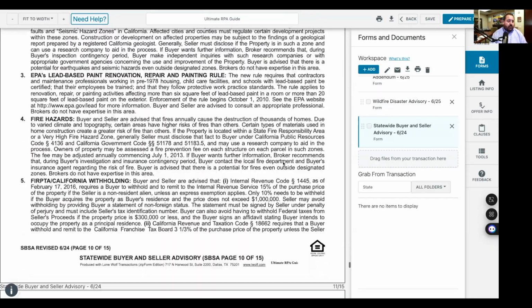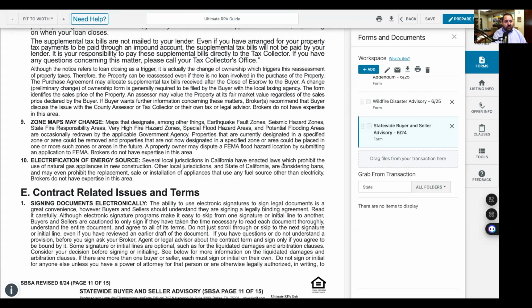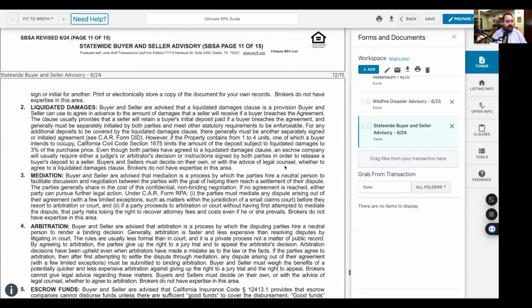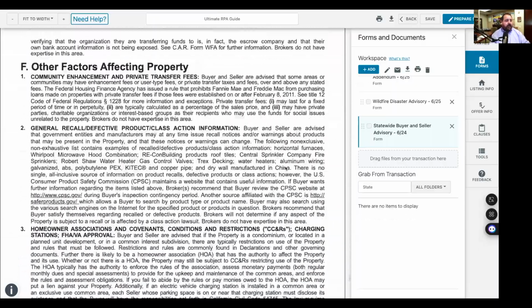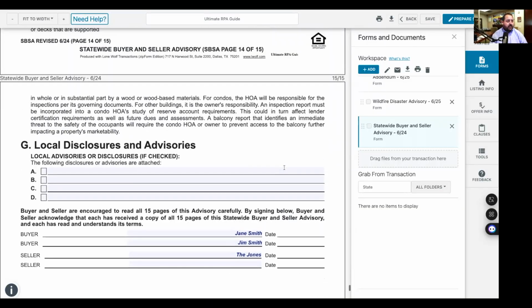So I don't know why CAR hasn't just made this part of the purchase agreement and part of the listing agreement, since both buyer and seller have to sign it, but they haven't. So again, we're now at 15 pages of advisories. Again, nothing to fill out, just needs to be signed. But technically, it's supposed to be incorporated into the purchase agreement from the beginning, and we need to have it as part of the transaction to make sure that everybody signed that advisory.